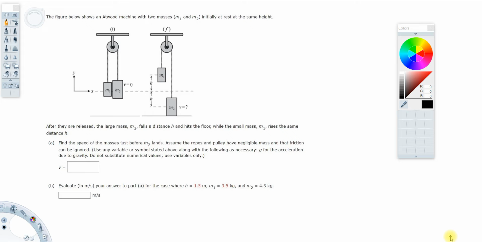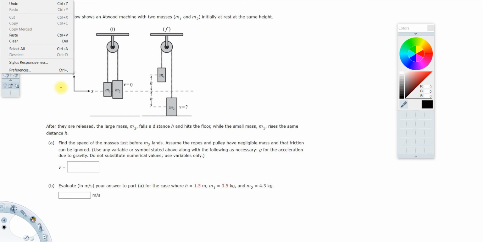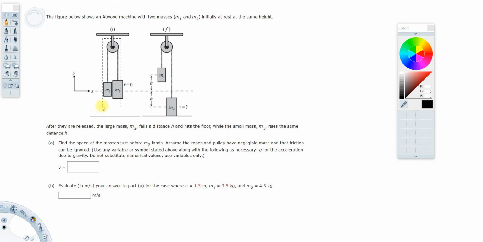I'm making this video to help you out with, I believe, number 19 on your homework. So this system starts in this configuration right here, and it's allowed to accelerate. Mass 2 accelerates this way, mass 1 accelerates this way, until it's in this configuration. And this can be attacked with the work energy theorem.